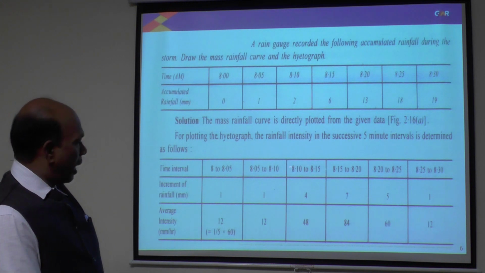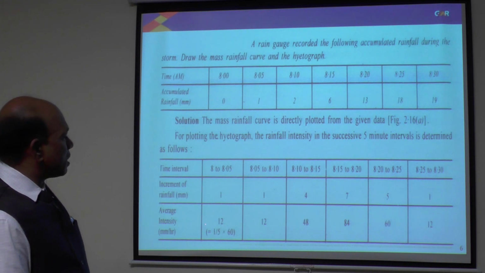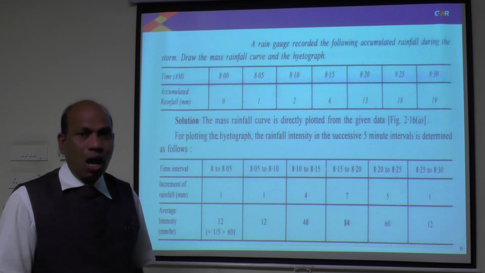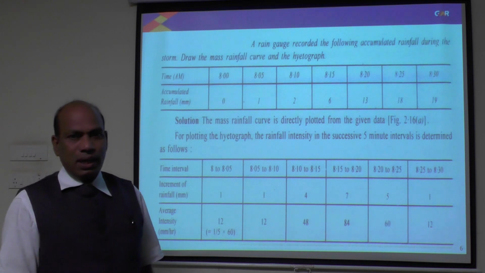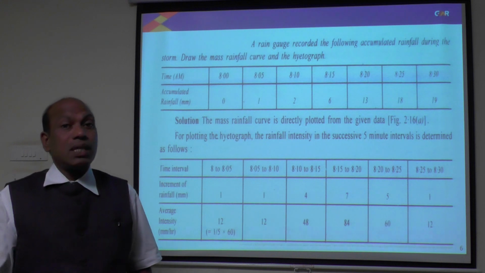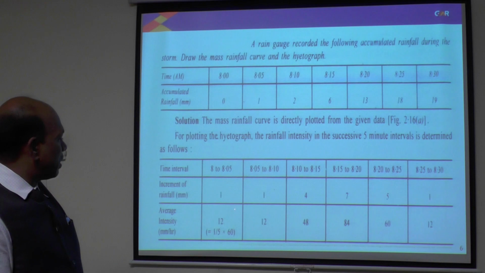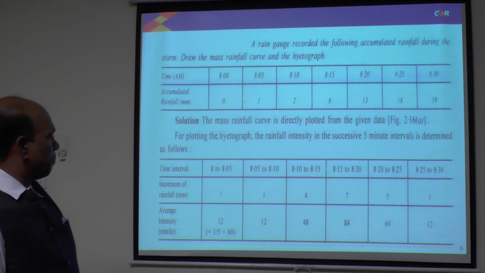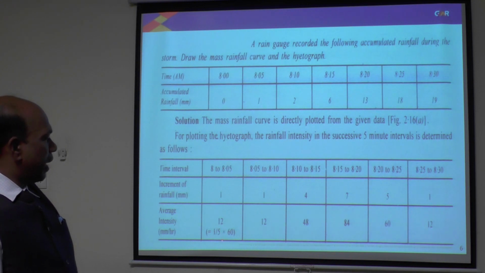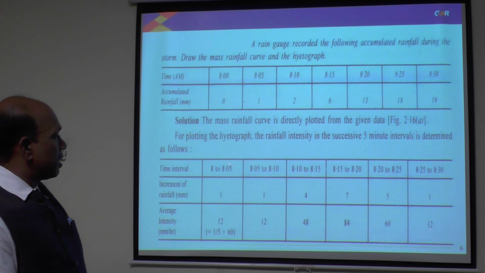This is the time, and we also estimate the intensity of rainfall. For the preparation of the hyetograph, we should know the intensity of rainfall, that means average rainfall intensity versus time. So we should calculate the average rainfall intensity. Here, 1 mm we convert into mm per hour intensity: 1 divided by 5 minutes, converted into hours by multiplying by 60. That means 1 by 5 into 60, we get 12 mm per hour intensity for this 5 minute interval.